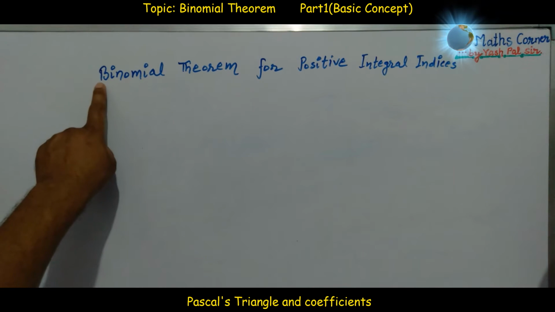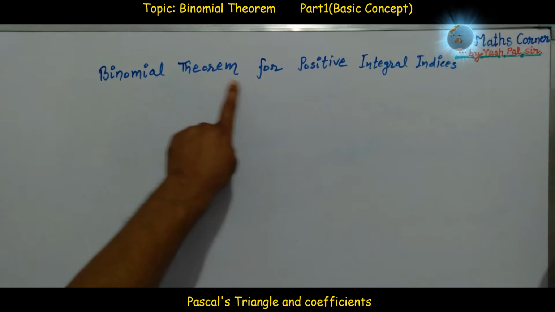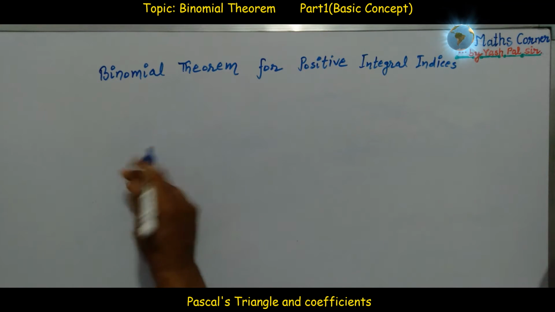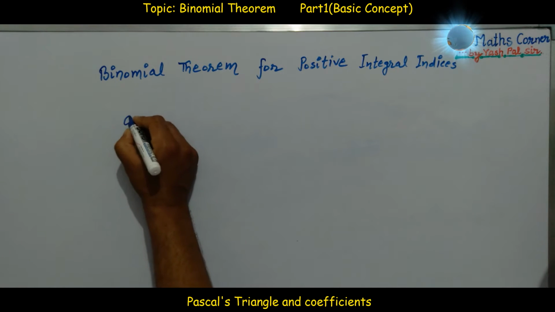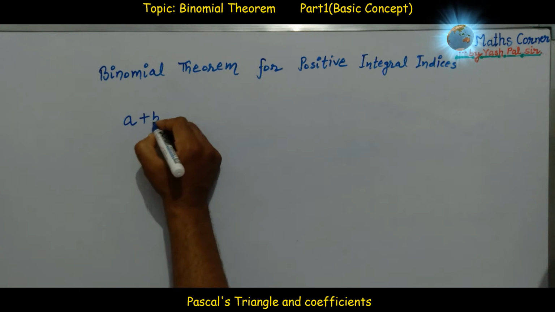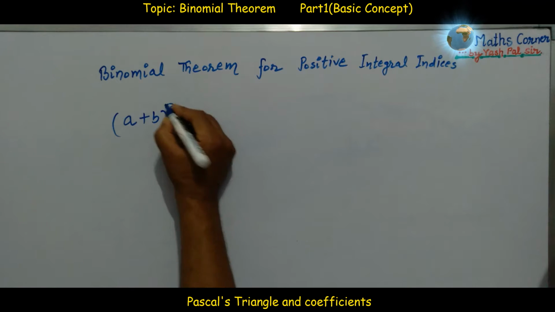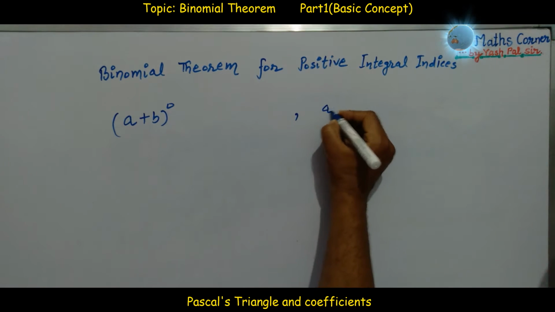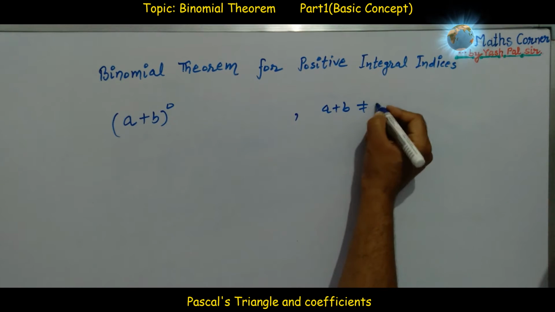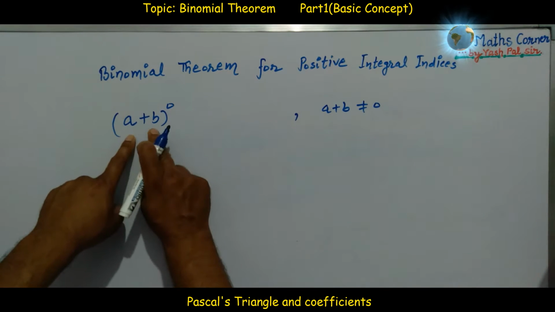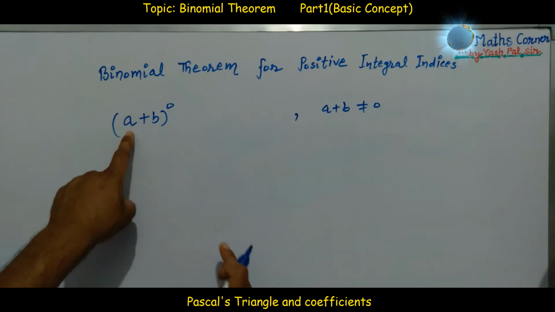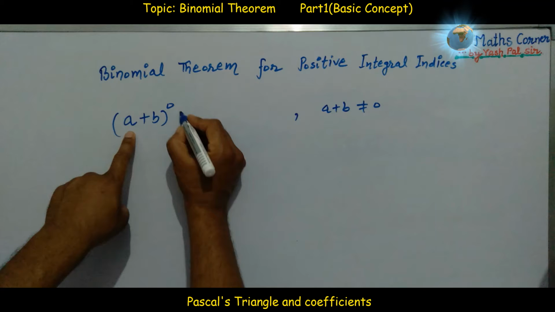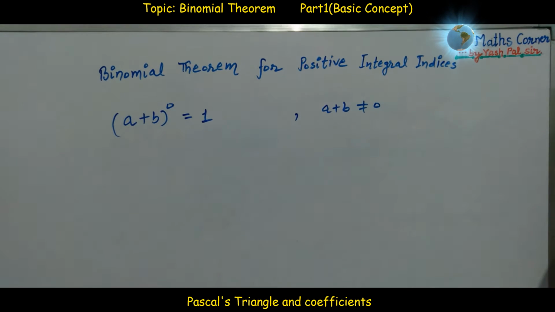Here first of all we are going to discuss the binomial theorem for positive integral indices. What are they? We just start with two unknown numbers. Suppose they are a and b. (a plus b) whole raised to power, we start from 0, and we know that if a plus b is not equal to 0, then a finite, non-zero quantity with index 0, power 0, the result is equal to 1.